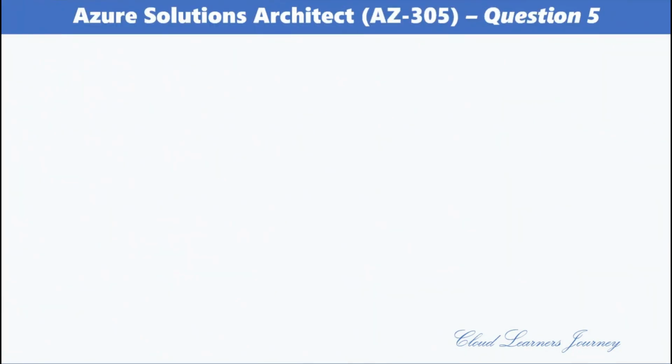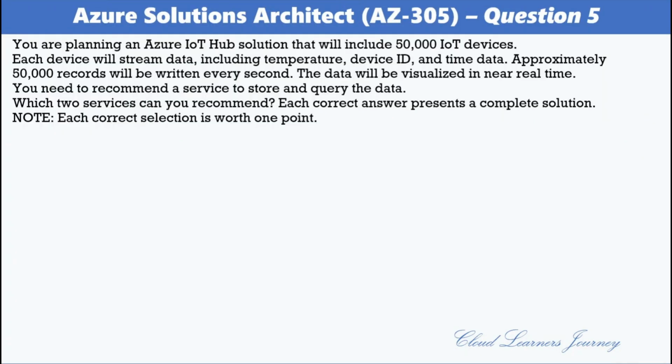Activity Log includes such information as when a resource is modified or when a virtual machine is started. Next, question number 5. You are planning an Azure IoT Hub solution that will include 50,000 IoT devices. Each device will stream data including temperature, device ID, and time data. Approximately 50,000 records will be written every second. The data will be visualized in near real time. You need to recommend a service to store and query the data. Which 2 services can you recommend?